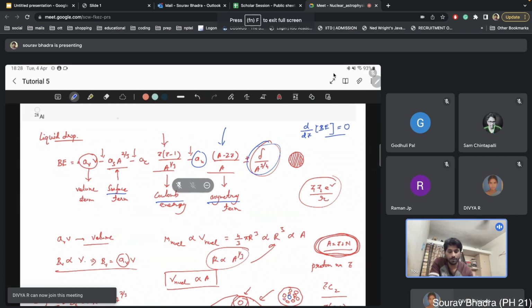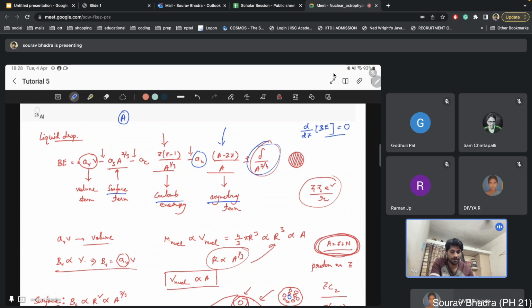In that problem you will be given A, but N and Z will not be given separately. All the values of the coefficients, the volume, surface, Coulomb, asymmetry terms, everything will be given. Then you can express your binding energy as a function of Z and just differentiate it with respect to Z, set equal to 0, and that will give you the value of Z for which the nucleus will be stable. And once you get Z, just subtract it from A, and you will get N. So this type of problem generally comes in the exam.